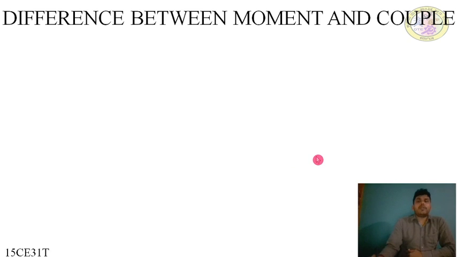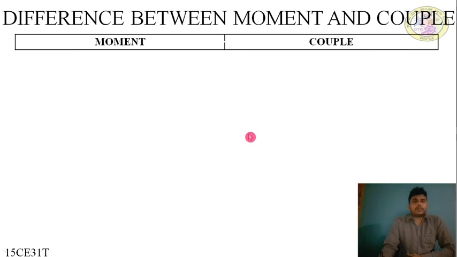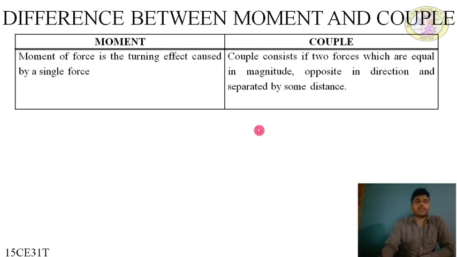What is the difference between moment and couple? First difference: the moment of the force is the turning effect caused by a single force. It has a turning effect. A rotational effect will be there. We can call it a turning effect by a single force.